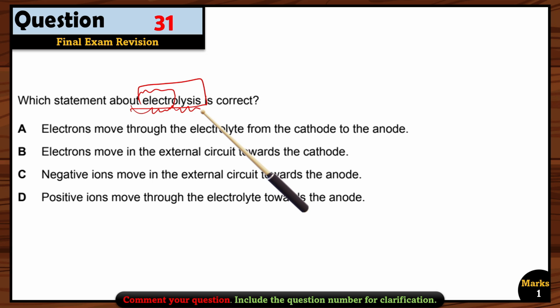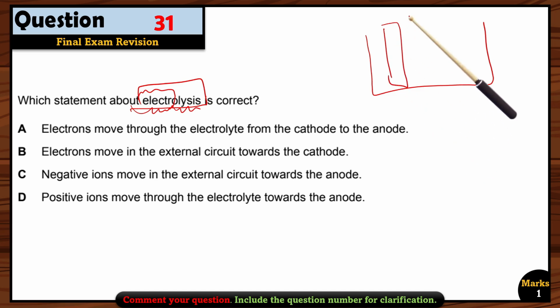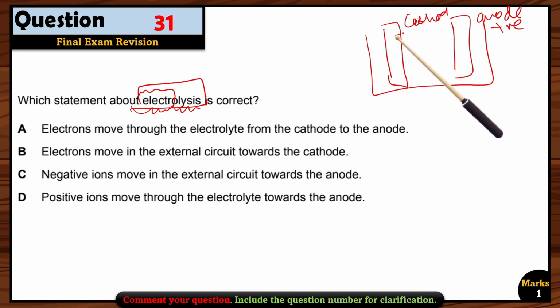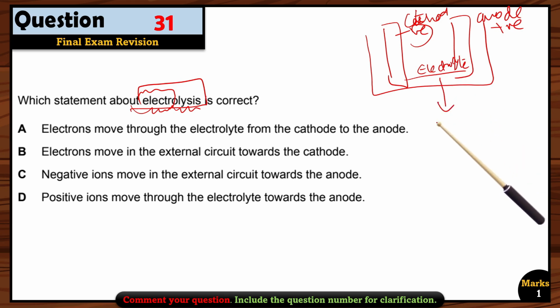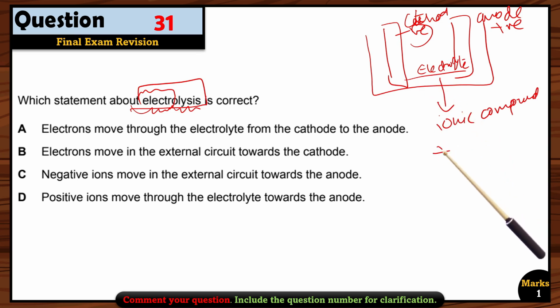Now, what is the electrolytic cell? You have to remember the basics of the electrolytic cell. It always has one cathode and one anode. These are the electrodes. Anode is always positively charged, cathode is negatively charged. Then we have an electrolyte. What is an electrolyte? It is an ionic compound that will be broken down using electricity. The electrolyte will produce two types of ions, positive ions and negative ions.